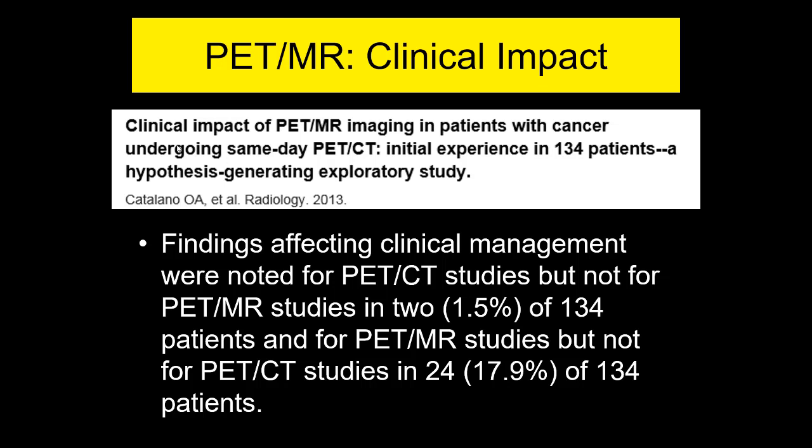So what they showed was that in 2 cases, there were findings that were missed on PET MR that were detected on PET CT, so 1.5% of the cases. Whereas PET MR added value in 24 cases, which is about 18% of the cases, where something was missed on a PET CT but was detected on PET MR that could be clinically significant and could change management. Again, these are retrospective studies. I think we need to be able to do this more prospectively, which is where the challenge lies.